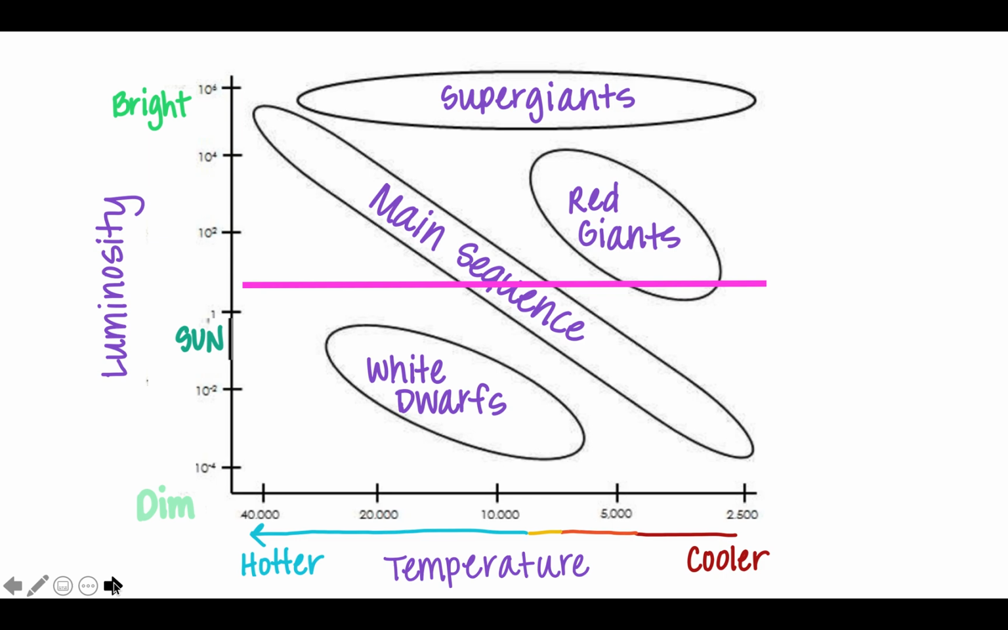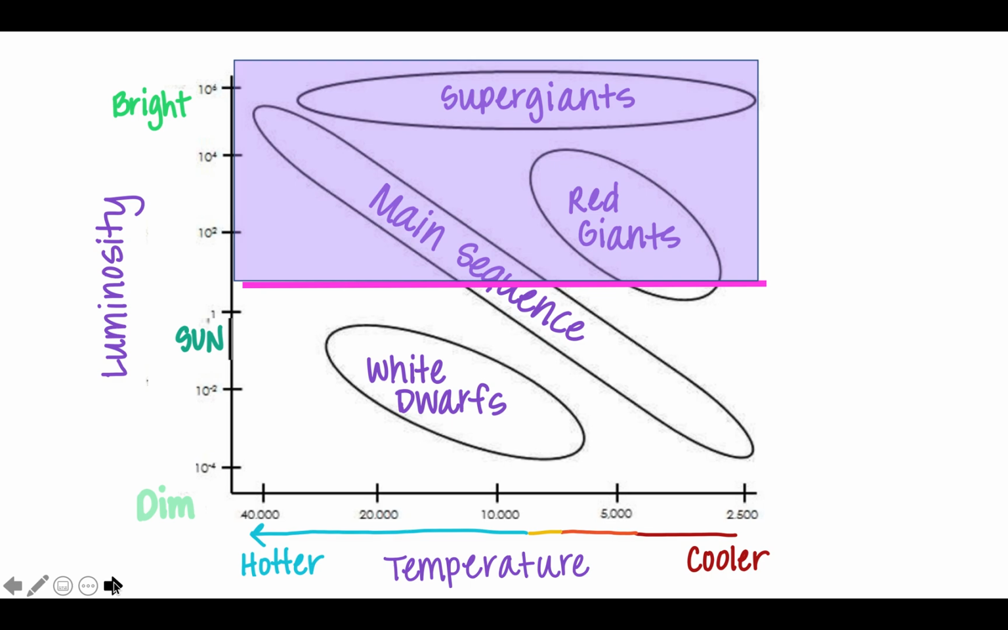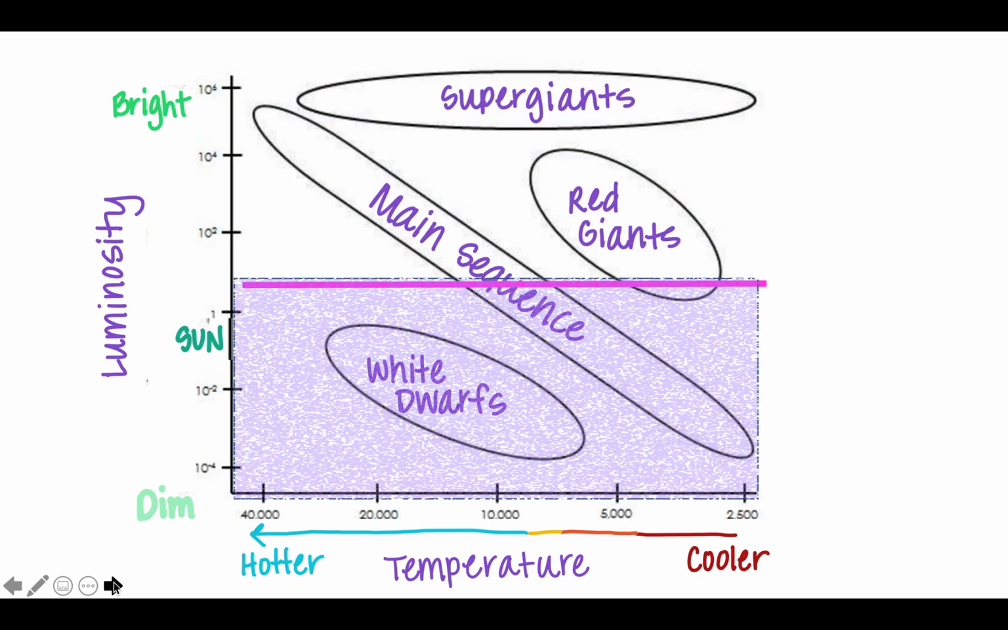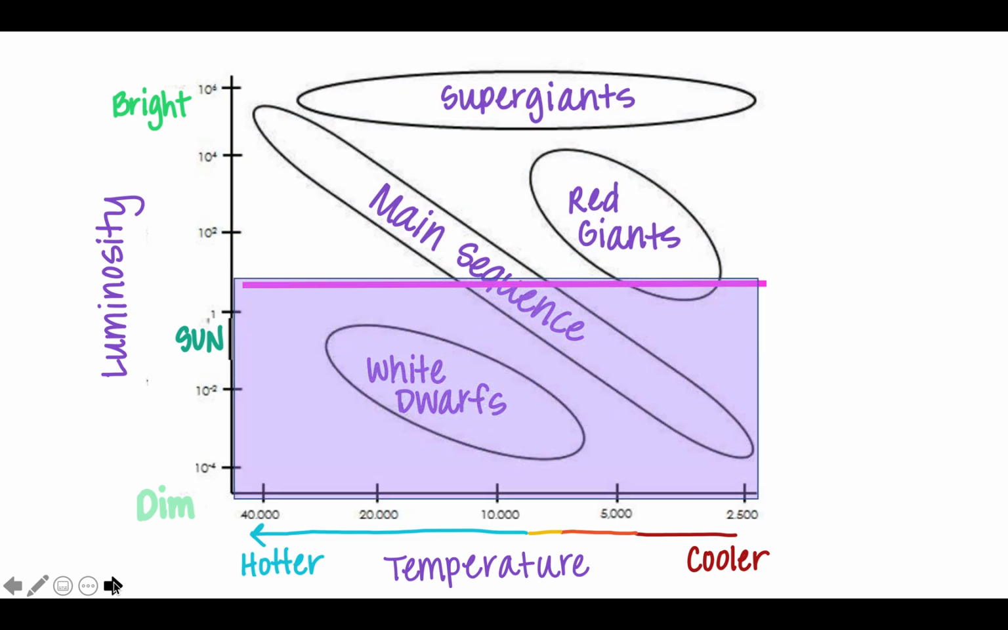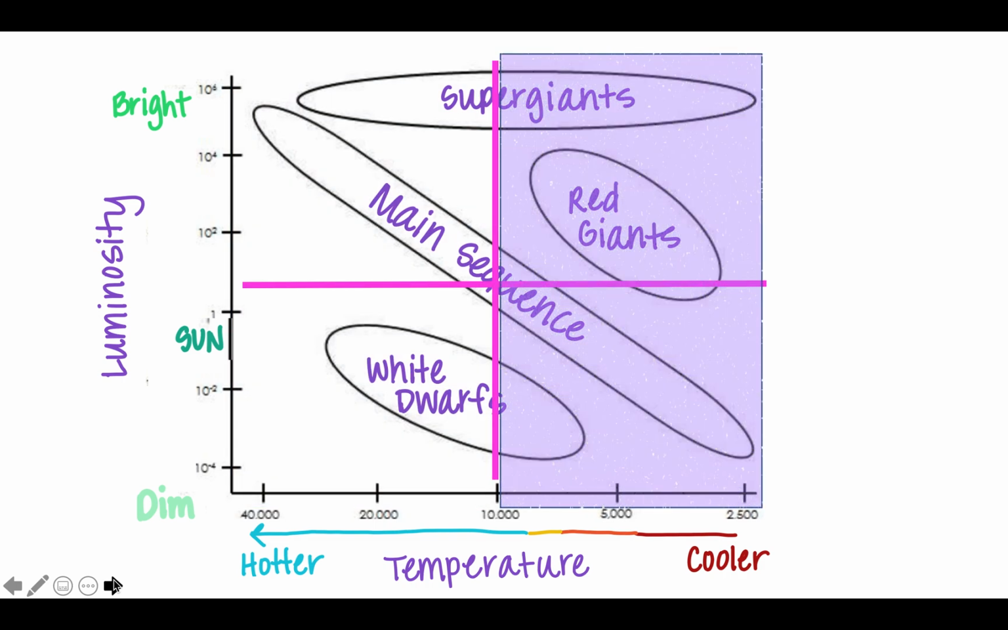We can actually draw a line down the center of this diagram, dividing it into top and bottom. The brightest stars are going to be in the top half of the diagram. The dimmer stars, not as bright, will be in the bottom half of this diagram. If we divide the diagram into left and right, you'll notice that the stars on the left side are hot stars. Stars on the right side are cooler stars.